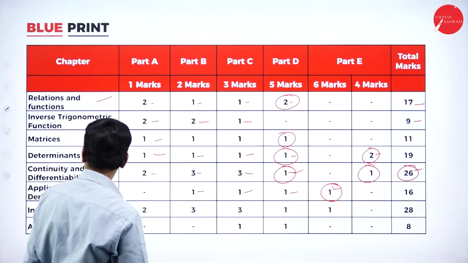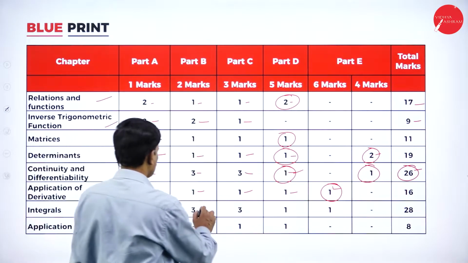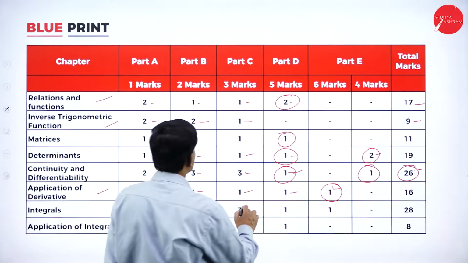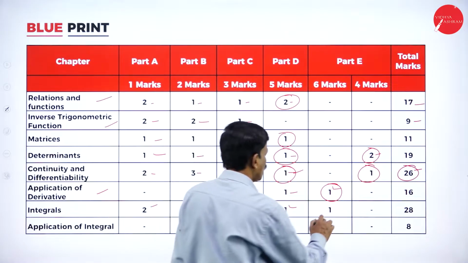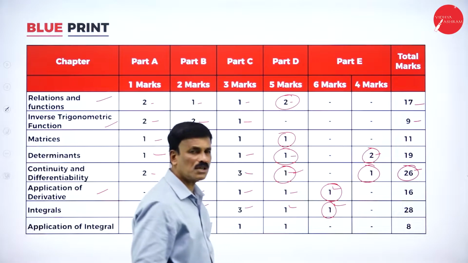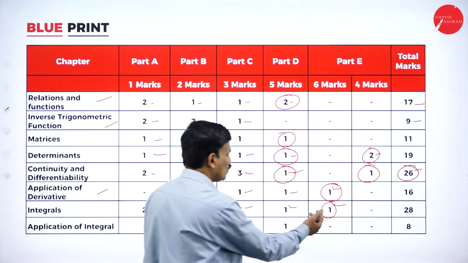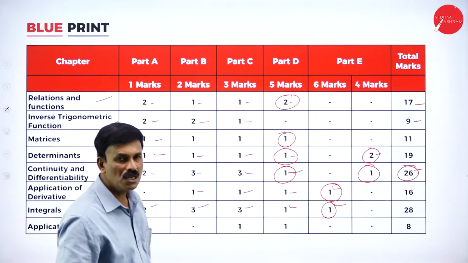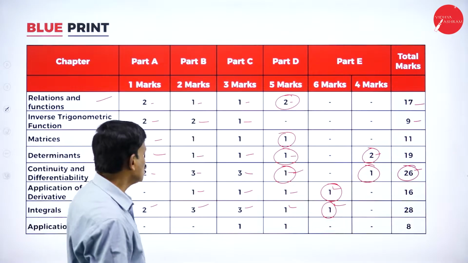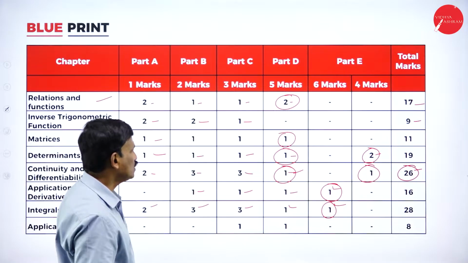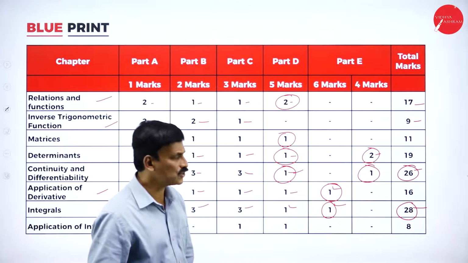Similarly, if we come to the next concept, integrals: two 1-mark questions, three 2-mark questions, three 3-mark questions, one 5-mark question and one 6-mark question. This 6-mark question is from properties of definite integrals. There are 6 properties, and from that you will get one 6-mark question. Otherwise, sometimes you may get one question from some important integrals. So these are the distributions for integrals. This is also a very important chapter, and it will fetch us around 28 marks.